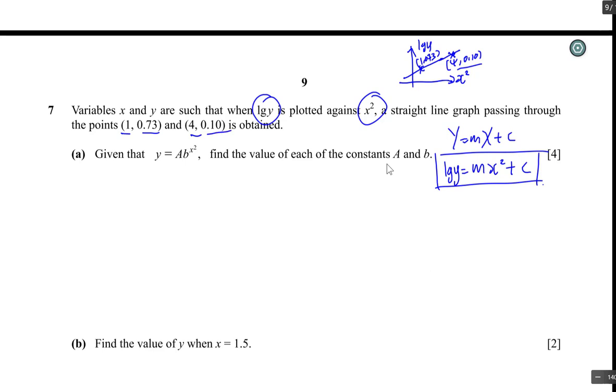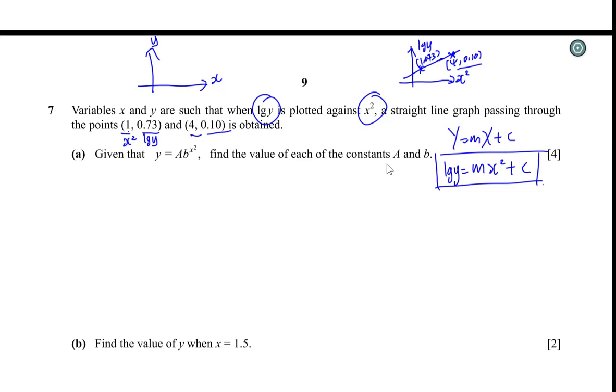They sub the 1 into the x here, sub the 0.73 into the y here, and then they do simultaneous and solve it, they will get a and b, which is wrong because what? Because these two coordinates are not inside the xy graph. So these two are no longer the x coordinate and y coordinate. In fact, this coordinate is for the x squared and this 0.73 is for the log y. So you cannot use this x and y, sub into the equation and do simultaneous in this case.